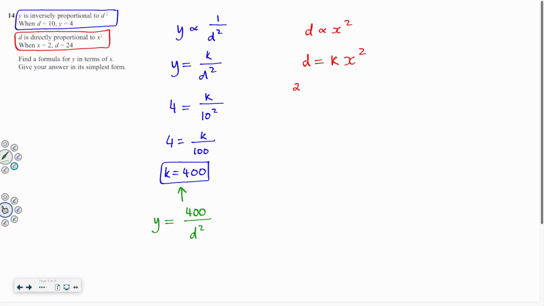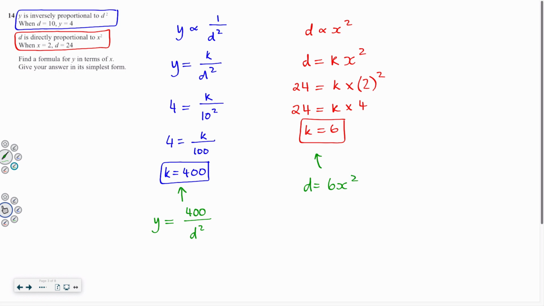So when d equals 24, that's going to be 24 equals k times, and our x is 2, so that's going to be 2 squared. So that's going to be 24 equals k times 4, so dividing by 4 both sides, we get k equals 6. So again, we're going to go and put that back into our original equation here. So that's going to give us d equals k is now 6, so it's going to be 6x squared.